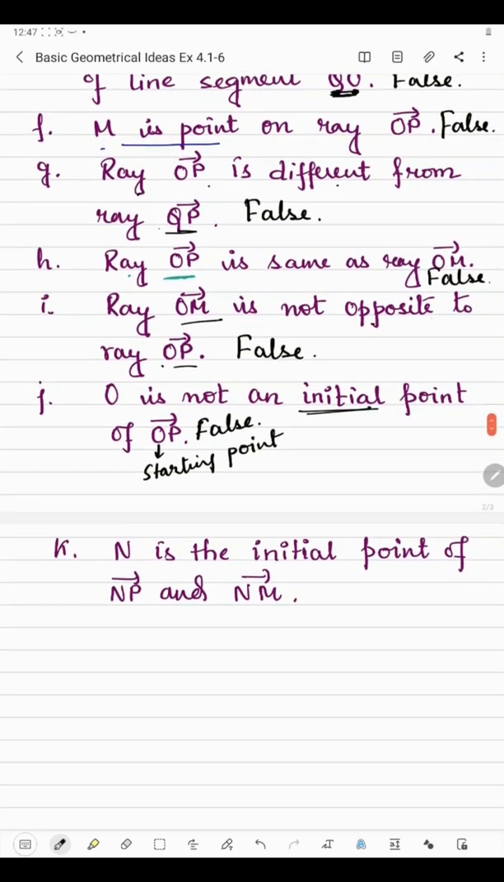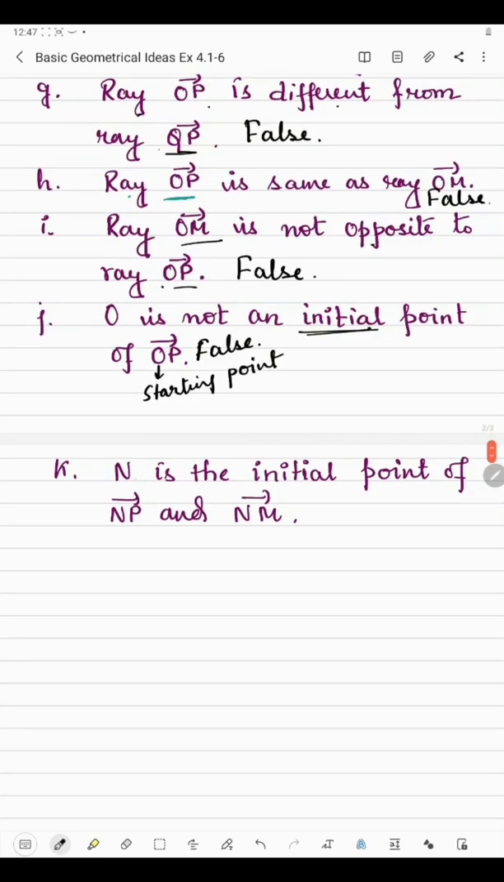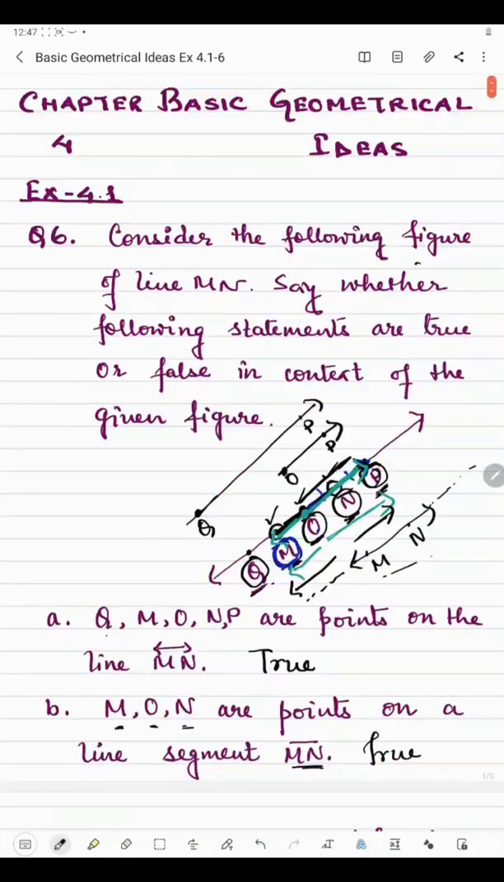Now last part of this question is N is the initial point of NP ray and NM ray. Now initial means starting point. Now if you see this ray, N is the starting point, and if you see this ray, N is the starting point, means the first point is the starting point, right? So N is the initial point. Yes, it's true. Okay, so this was the last part of this exercise.